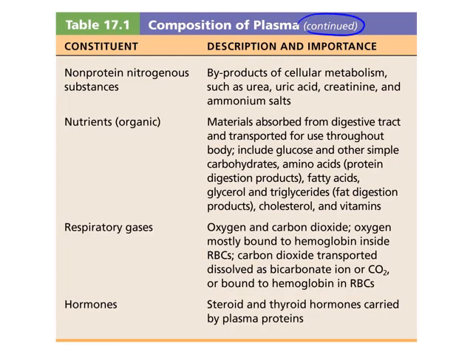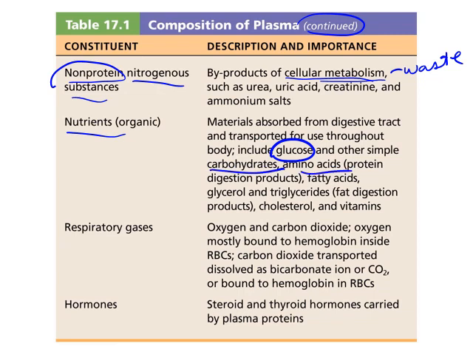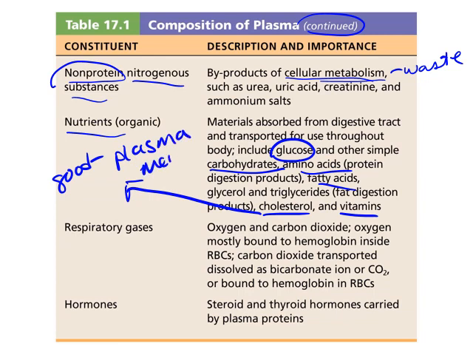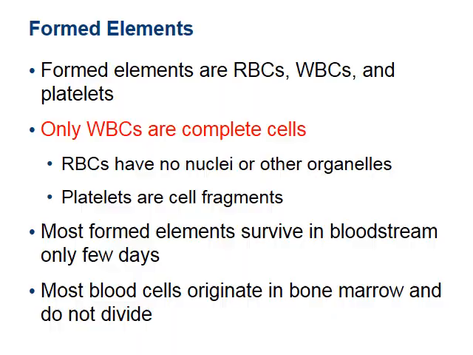A continuation of that same chart talks about some of the nitrogenous substances, some that do not come from proteins, so you can also have these as a waste byproduct of cellular metabolism. There's going to be some nutrients in there. Obviously, we need glucose floating around our bloodstream, carbohydrates, amino acids, fatty acids, vitamins, cholesterol. Remember, the good thing cholesterol can do is help you build plasma membranes. Respiratory gases, and then hormones.